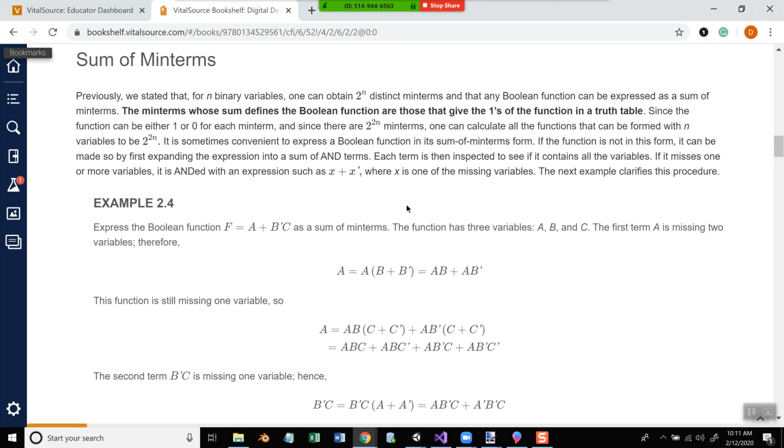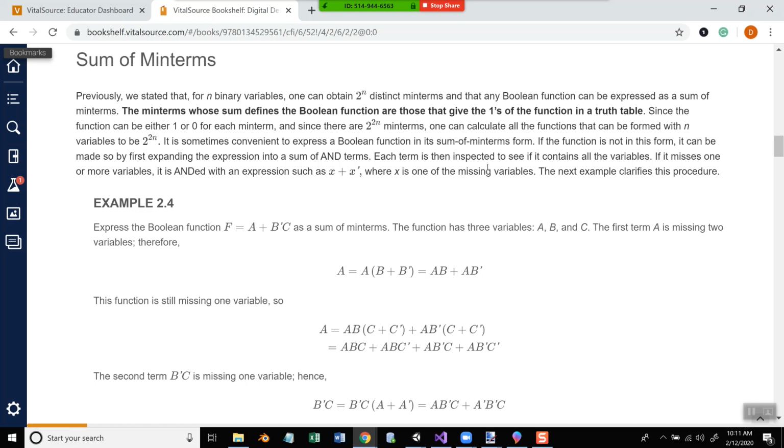This is a little bit strange on how it appears. And they sum it up here. Previously we said that for n binary variables, one can obtain 2 to the n distinct min terms, and that any Boolean function could be expressed as a sum of min terms. The min terms whose sum defines the Boolean function are those that give the ones of the function in the truth table. Since the function can be either 1 or 0 for each min term, and since there are 2 to the n min terms, one can calculate that all functions that can be formed with n variables is 2 to the 2 to the n power. It is sometimes convenient to express a Boolean function in its sum of min terms form.